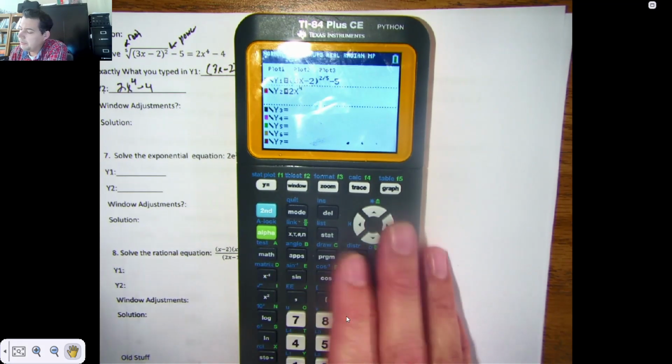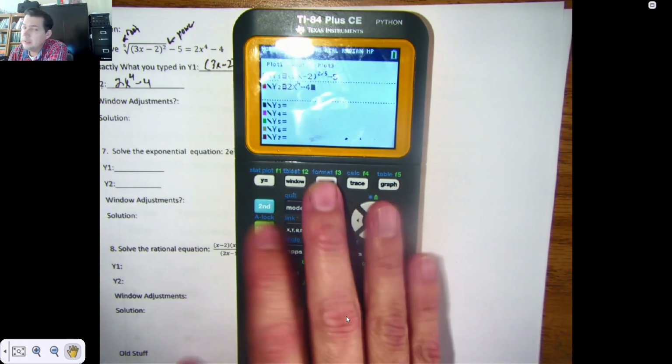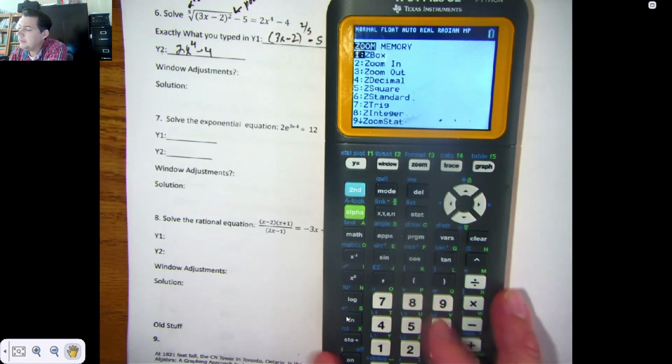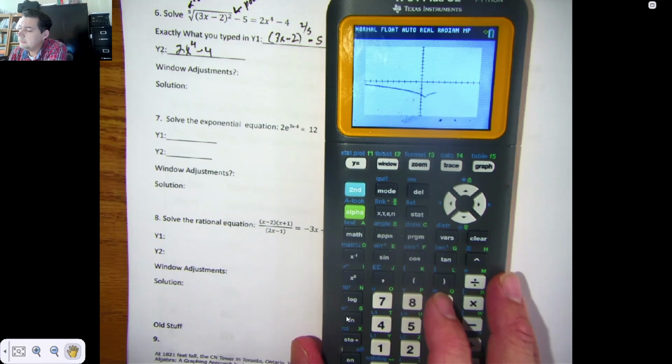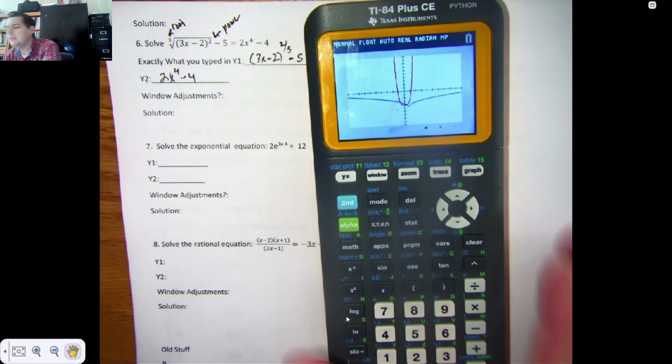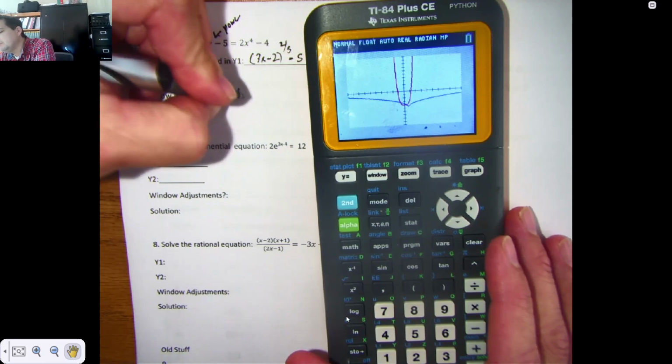2x to the 4th minus 4. Zoom 6. Always do a zoom 6. Sorry about that glare. That'll be the root function. Kind of a funky looking function, isn't it? There's two intersections. There's one here, there's one here. No window adjustments are needed.